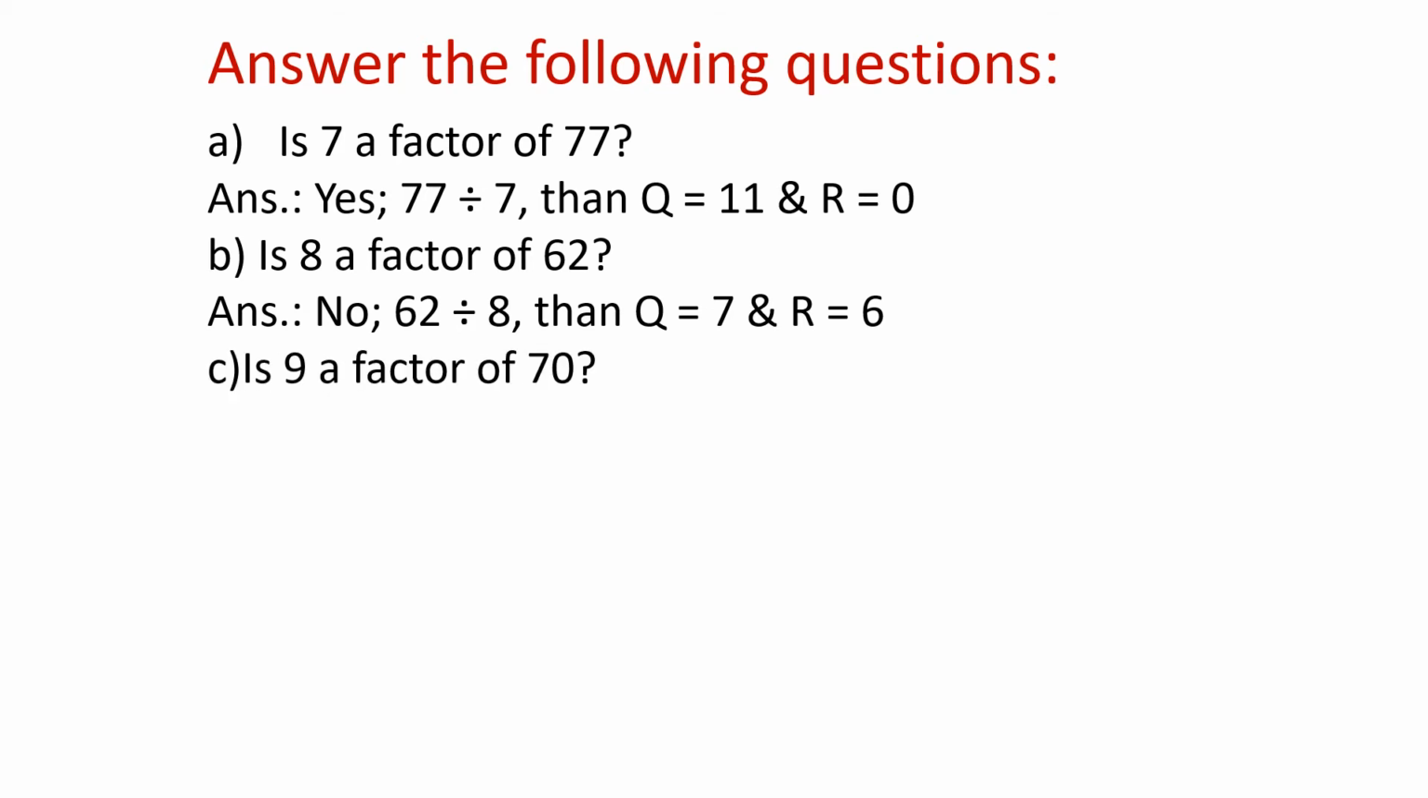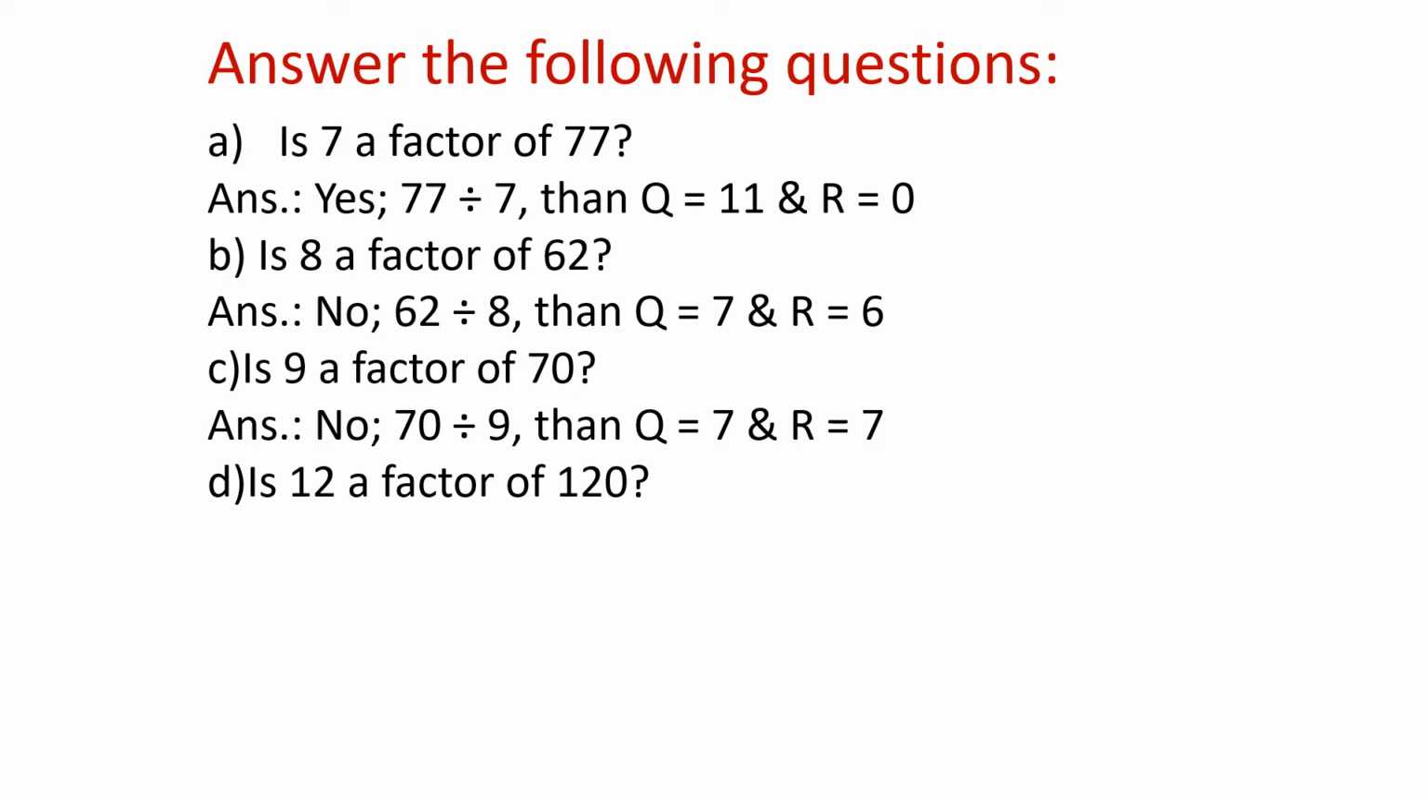Question number C. Is 9 a factor of 70? And the answer is no, because if we divide 70 by 9, then the quotient is equal to 7 and the remainder is also equal to 7. And if the remainder is not equal to 0, we can say that 9 is not a factor of 70.